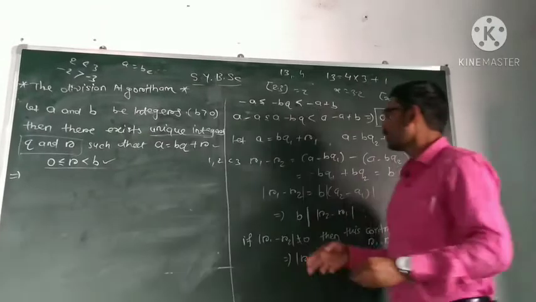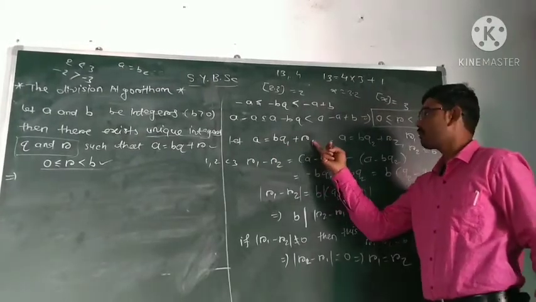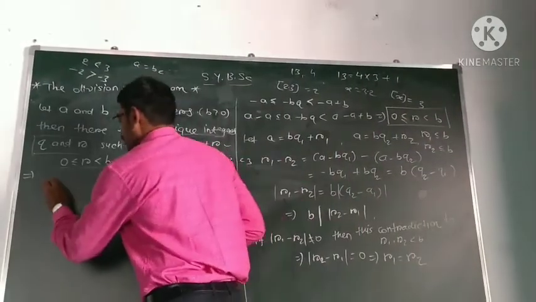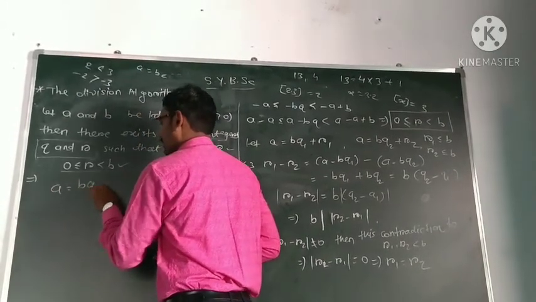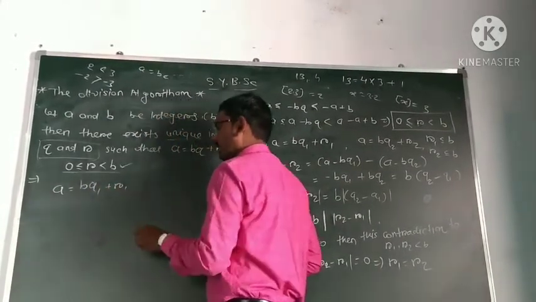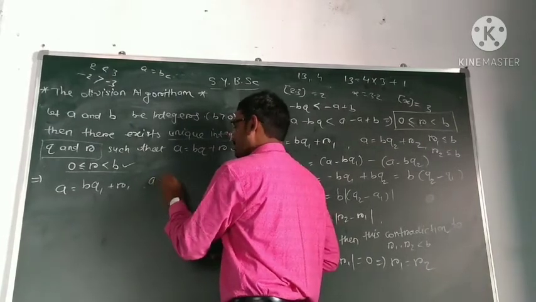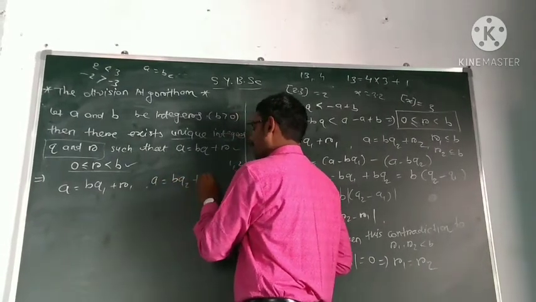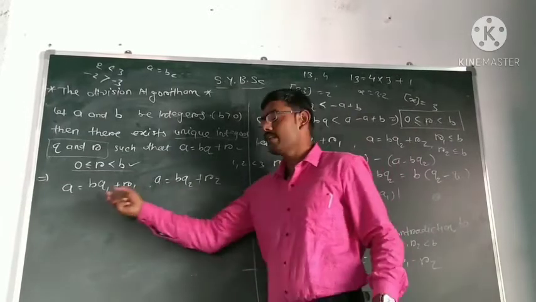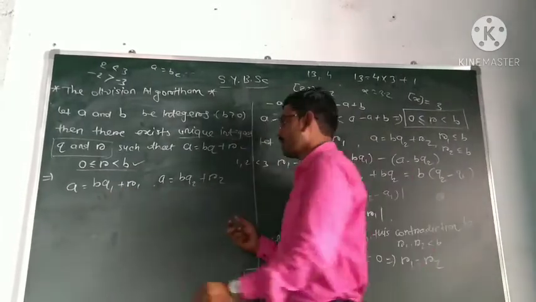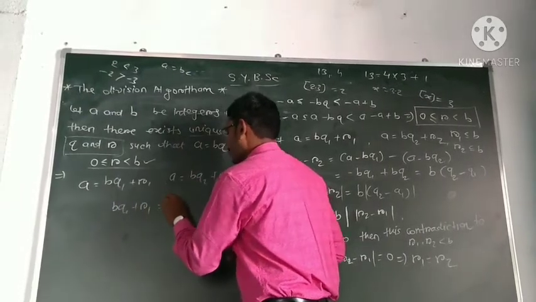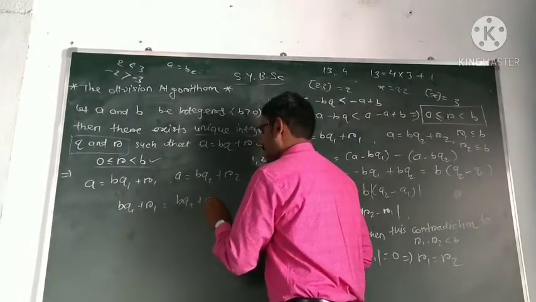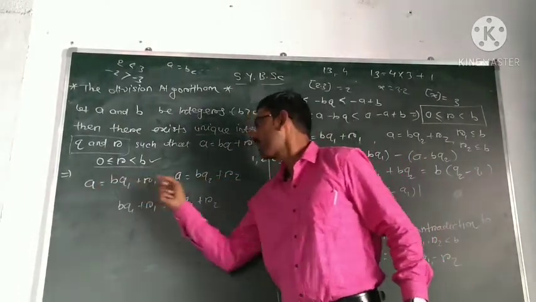So we have A is equal to BQ1 plus R1, and A is equal to BQ2 plus R2. Both are the value of A, so both values are equal. So we have BQ1 plus R1 is equal to BQ2 plus R2, because both are the value of A.